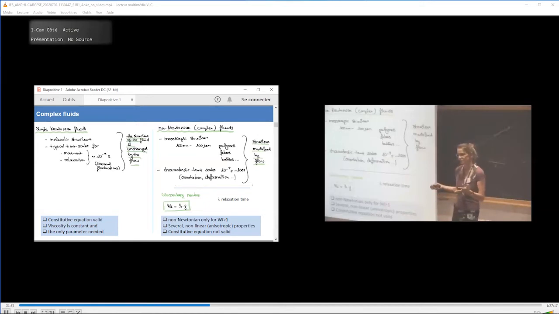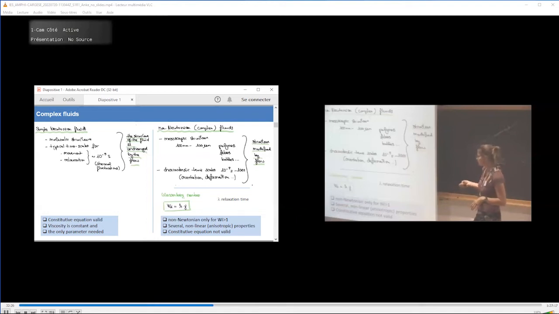Now, in this structure, I can imagine that first of all, I expect my properties to be non-Newtonian, so for example to depend on the shear rate. I expect these properties to be nonlinear. They can also be anisotropic. If you imagine a fiber oriented in different directions, or the polymer stretched, this also makes things more complicated, and we understand naturally that one parameter like the viscosity will probably not be enough. So we are now in a situation where we are quite sure that the constitutive equation doesn't work anymore.